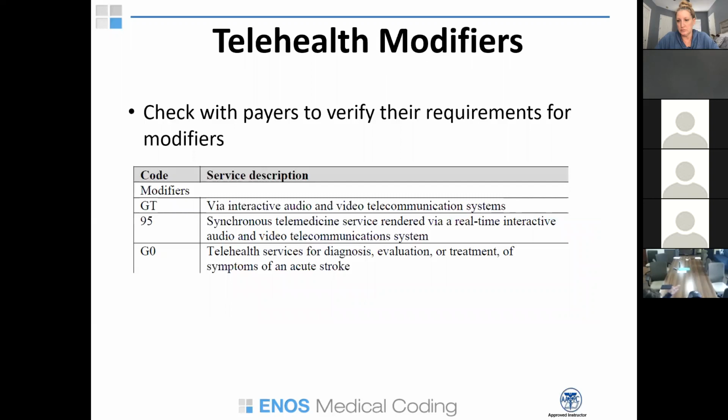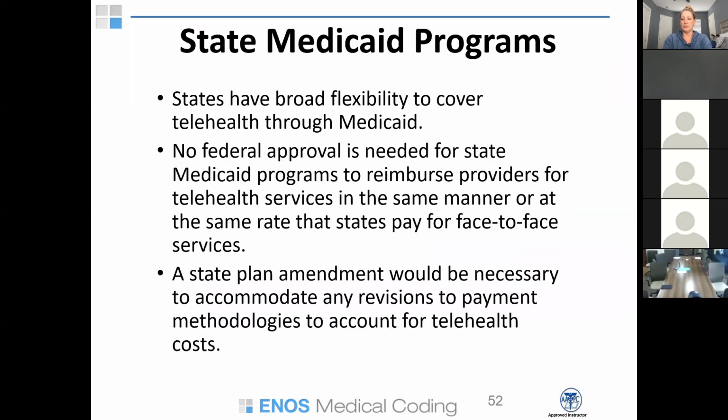Other payers are asking for modifiers where CMS is not needing any on the remote evaluation management visits. So you might be asked to use either the GT or the GO modifier. And again, I would stress that you should check with the various payers for their requirements. They may be emailing you provider bulletins to your billing team. If they haven't, check on the provider portal to see if there's any instructions that you need to follow, so you can get your claims paid.